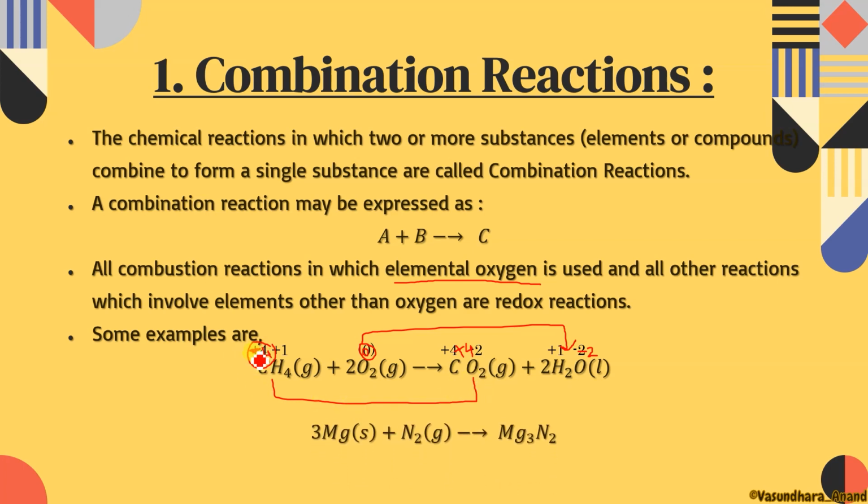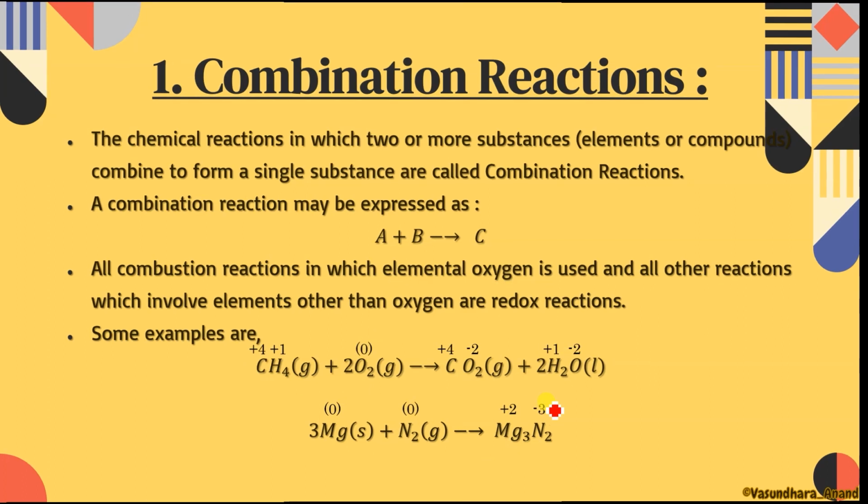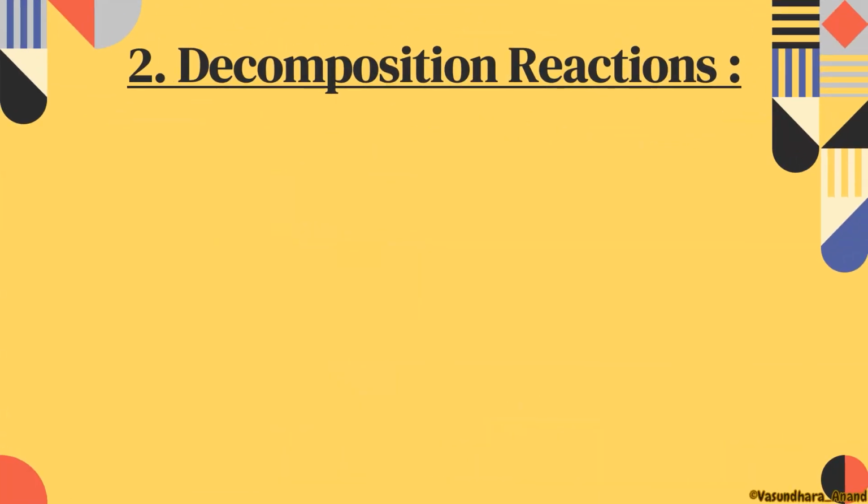Okay, not +4. Similarly, Mg plus N2, this is a combination reaction, but not a combustion reaction. If we do this, Mg is in the 0 free state. N2 is also in the free state. But here it is in the compound, so Mg shows +2 as it is an element of group 2, and nitrogen will be -3. So you can see that 0 to +2 means oxidation is happening over here, while 0 to -3 means reduction. So both oxidation and reduction are occurring. That means it is a redox reaction.